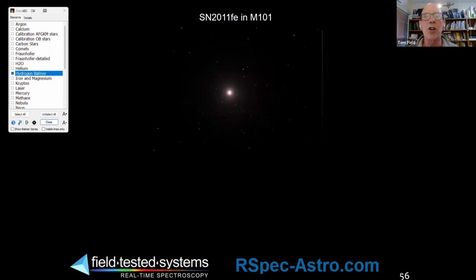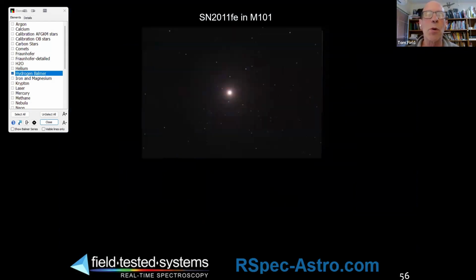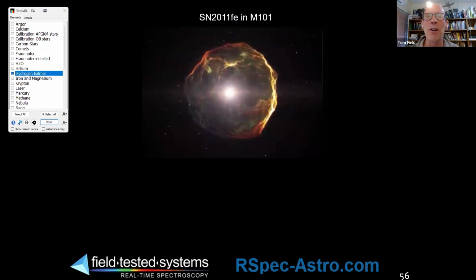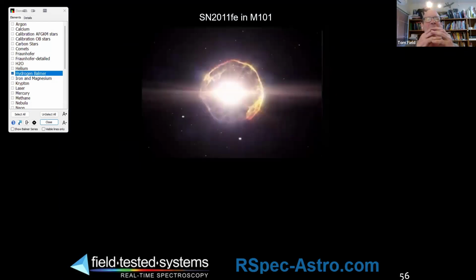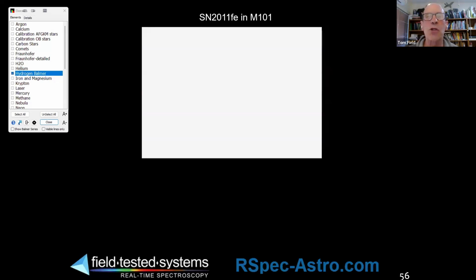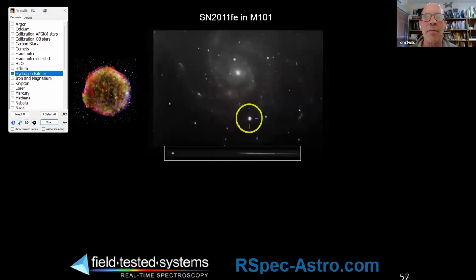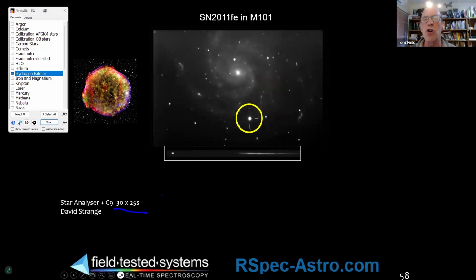So I want to show you a little video of a supernova. This is just an animation, right? Not real data. But you can see that shell expanding. And that's what's going to be glowing that we're going to detect. So over here, this is actually an image of a different supernova from a real telescope. And you can see it. There's that shell, right? So if we look over here at the spectrum from a star analyzer, this spectrum was captured by David Strange on just a 9-inch telescope. Now, again, this is a little bit dimmer of an object, so he captured thirty 25-second images and combined them.